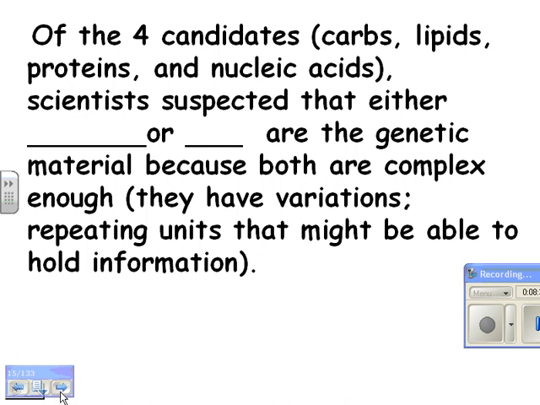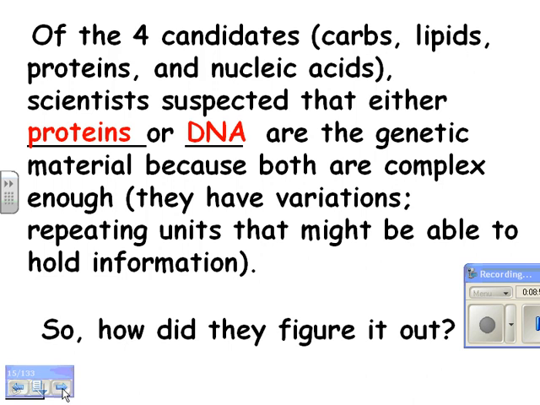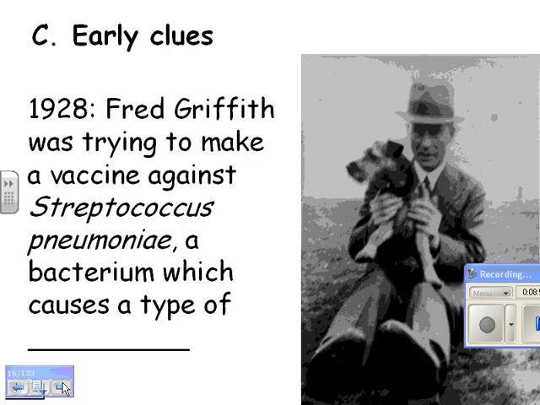So of the 4 candidates, carbs, lipids, proteins, and nucleic acids, scientists suspected that either proteins or DNA were the genetic material because both were complex enough. They had variations, some kind of repeating unit that could actually change which order you put them in, and that could hold information. So how did they figure it out? Here are some early studies.